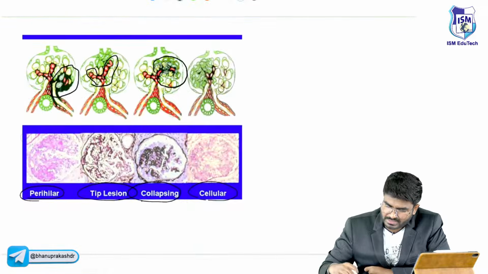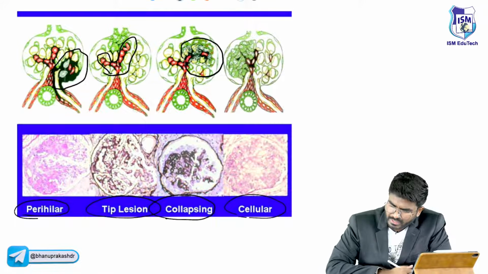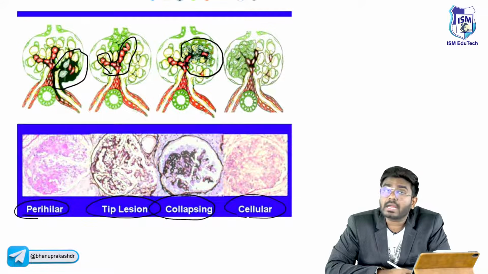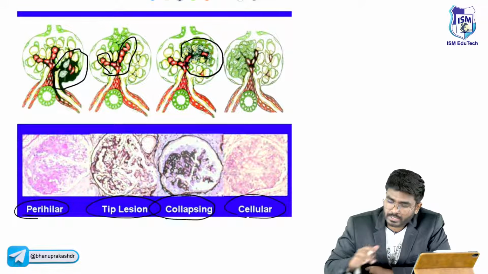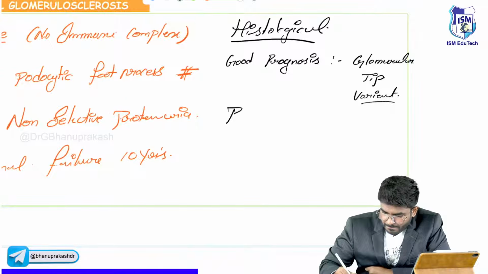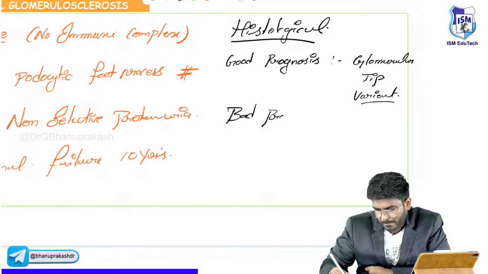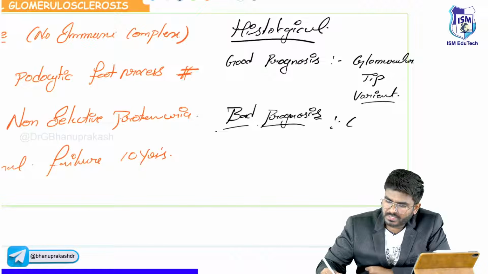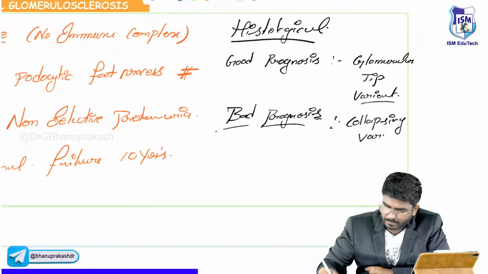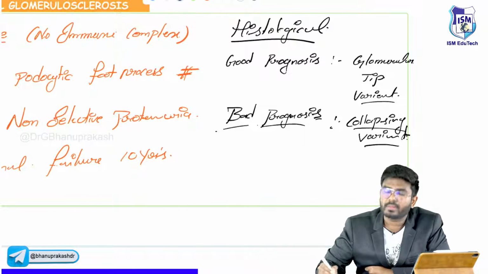See, I am giving you a chance. Now you think and tell me. Sir, perihilar variant, tip variant, collapsing variant and cellular variant. What is looking more dangerous? Collapsing. Okay, so the bad prognosis is therefore the collapsing variant. The collapsing variant is going to have a bad prognosis.